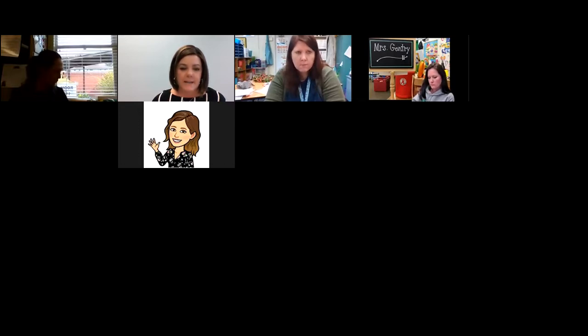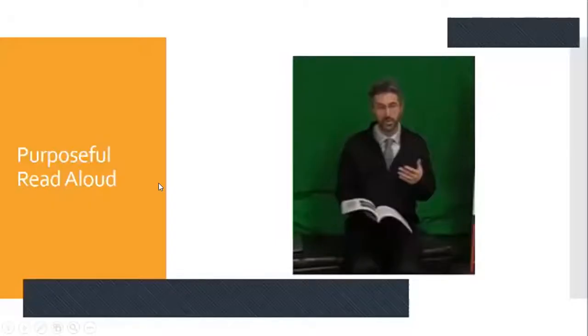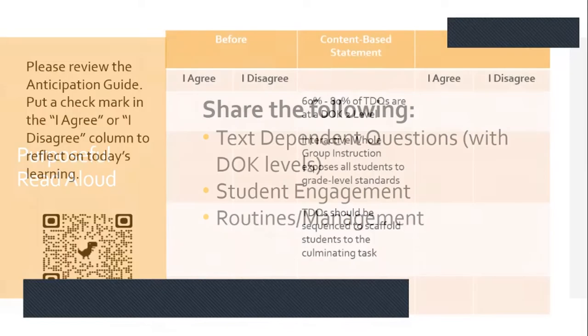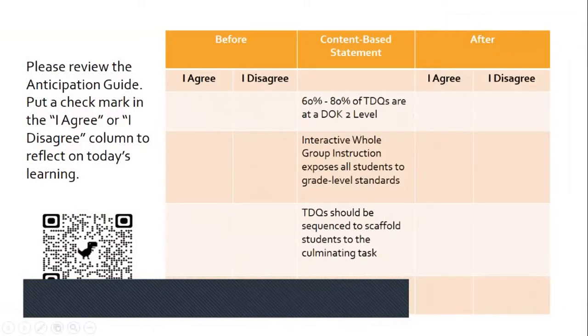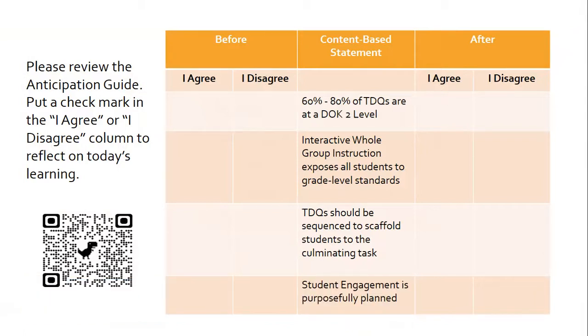So looking back at our beginning anticipation guide. So reviewing, an anticipation guide should always be brought back so the students can think about their answers at the beginning. And all 4 of these statements are I agree statements. 60 to 80% should be at that DOK2 level, but that doesn't mean that we don't still address the DOK1.